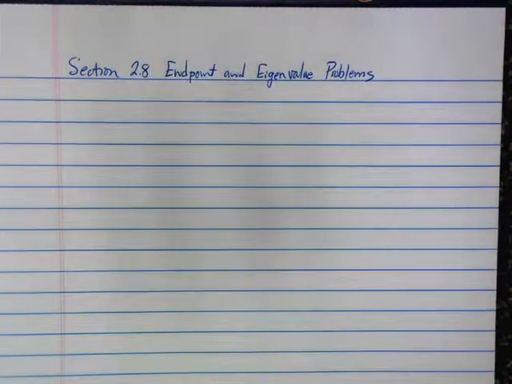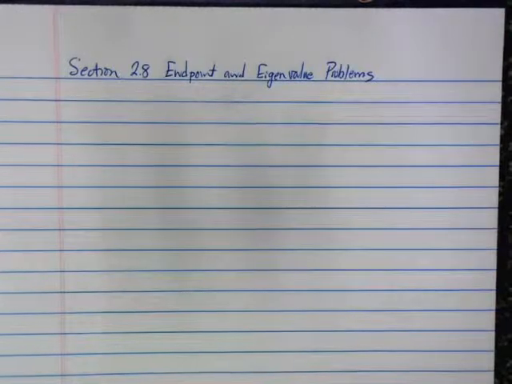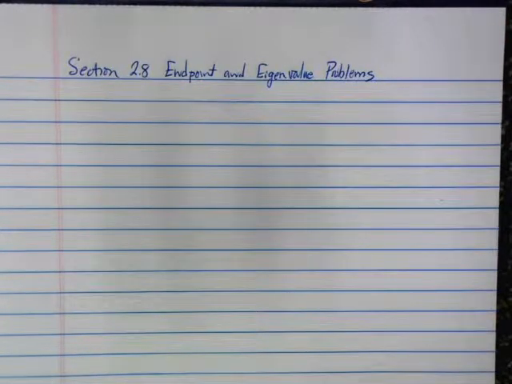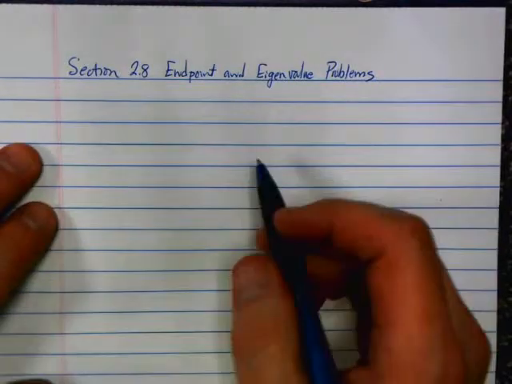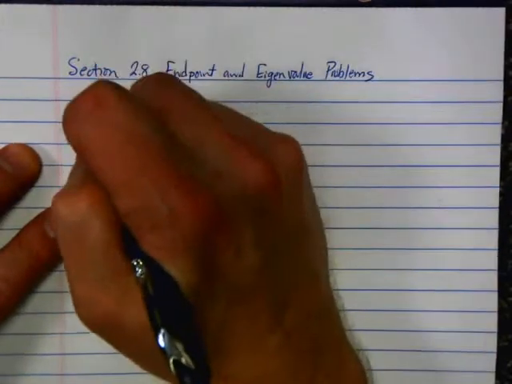All right, section 2.8 is called endpoint and eigenvalue problems. And this just happens to be the last section in chapter 2, by the way. So this is the end of chapter 2. We're all done with chapter 2 after today.